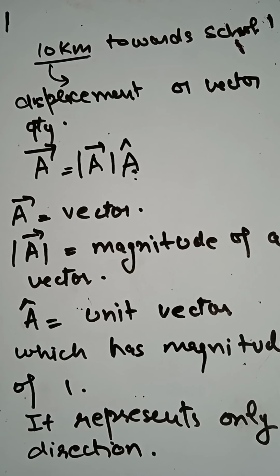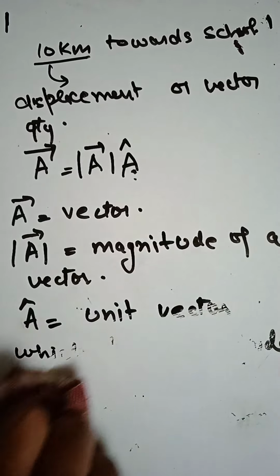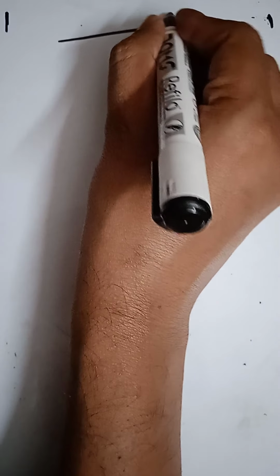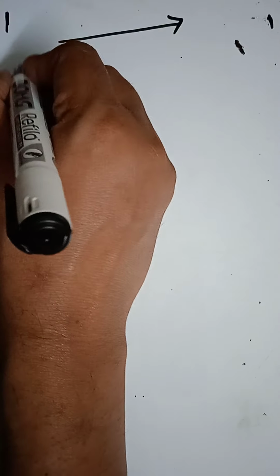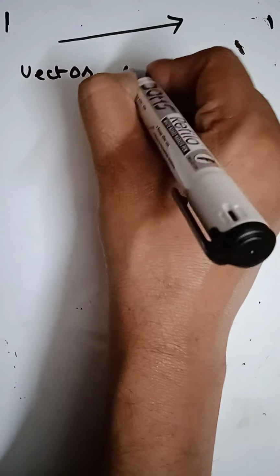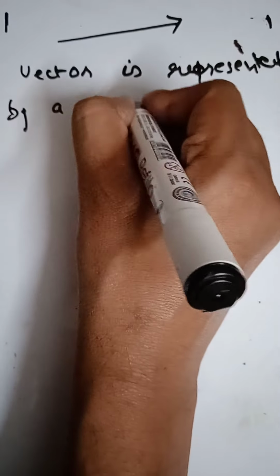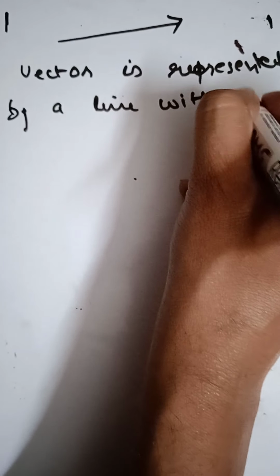Now we have talked about how we can represent a vector. Now we'll see how we represent a vector graphically. So how do we represent a vector graphically? A vector is represented by a line with an arrowhead.